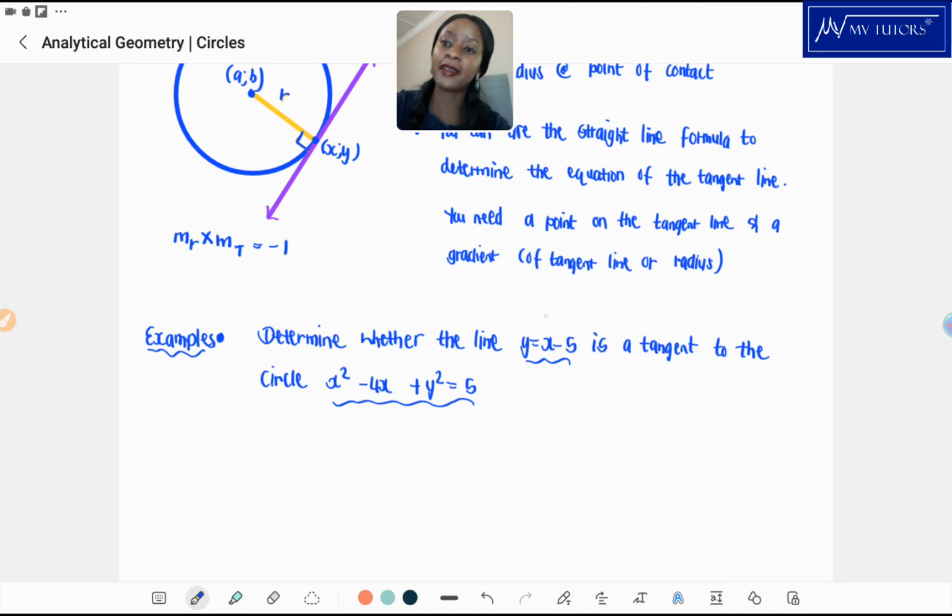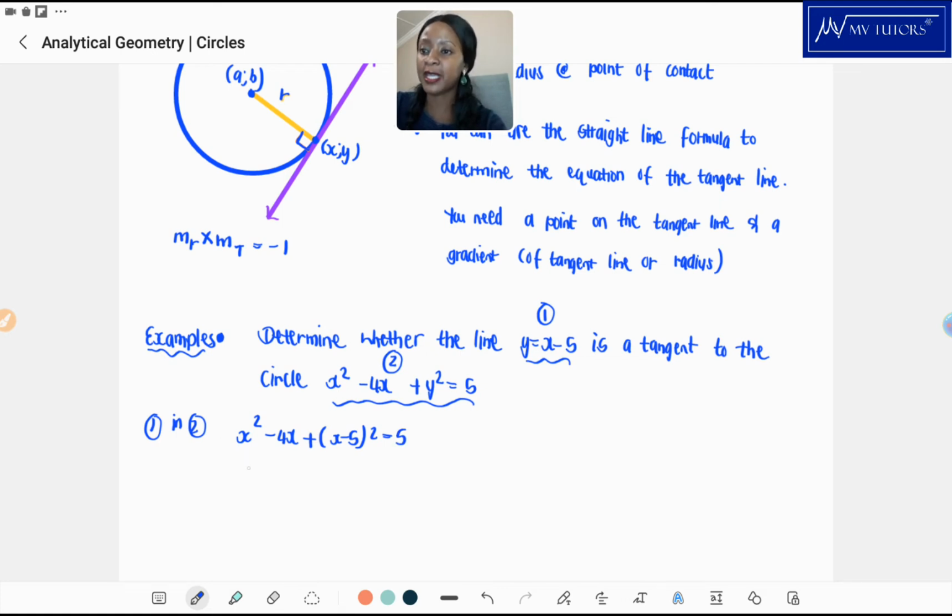So this would be my equation number 1. And this is equation number 2. I'm going to substitute 1 in 2. So I have that y is equal to x minus 5. So I'm going to substitute x minus 5 in the place for y. Alright, so x minus 5 squared, and that is equal to 5.